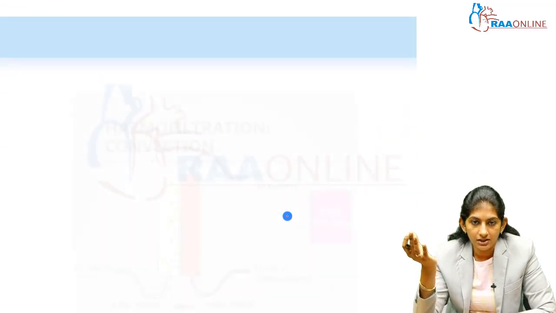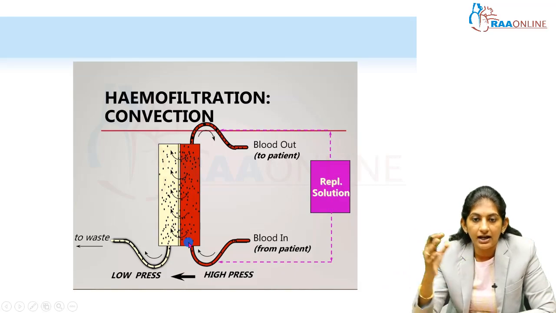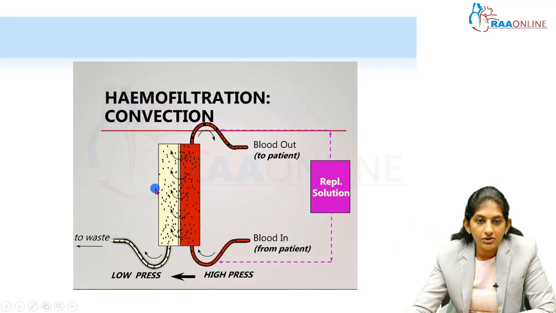Just look at the diagram here. Blood from the patient goes into the dialyzer machine, and you give a replacement solution, which is ideally a crystalloid. It is administered at a faster rate along with the blood. Along with the replacement solution, fluid is also getting removed. All the solutes, the large molecules and the middle size molecules, are also getting filtered here. So this is convection.